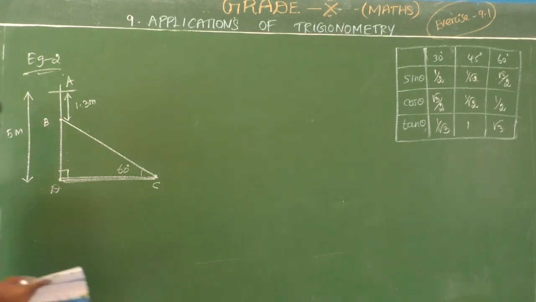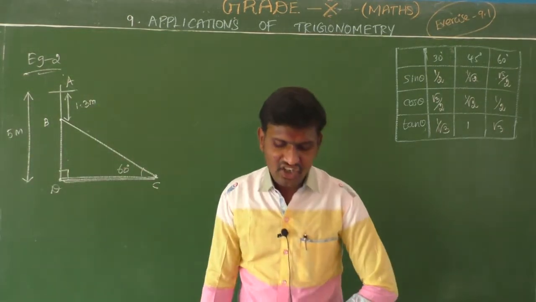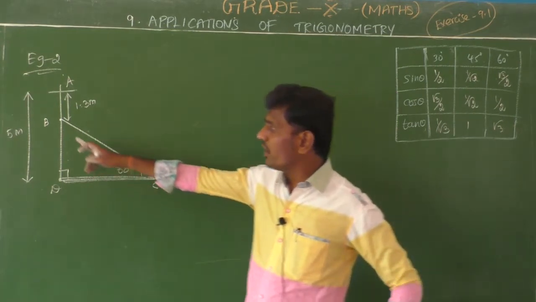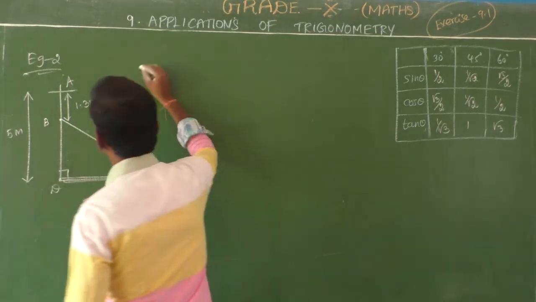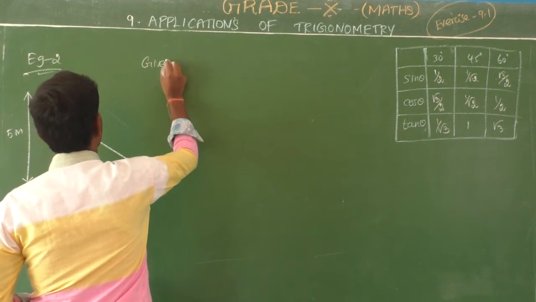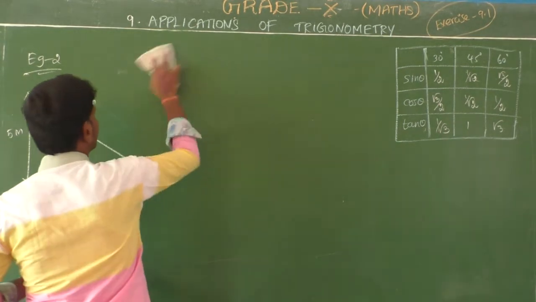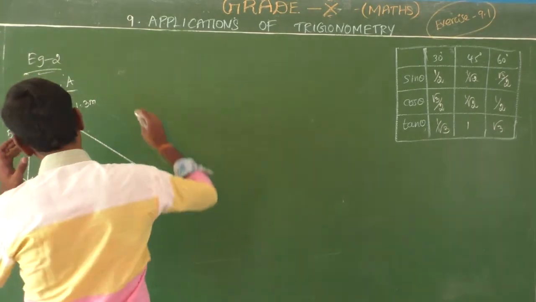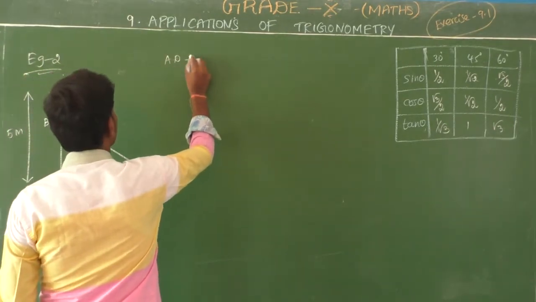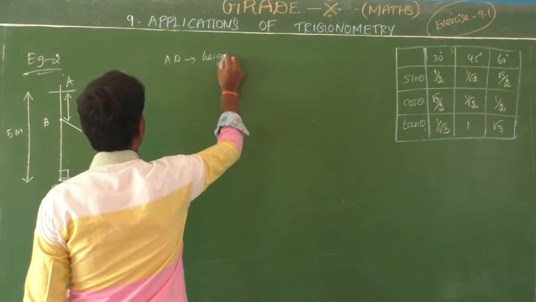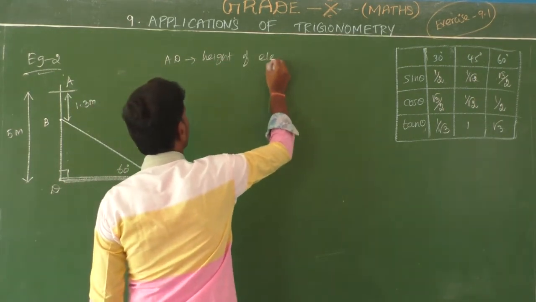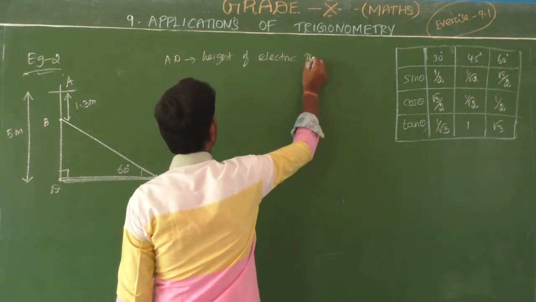Okay, yes. So from the diagram, the electrician is required to reach the point B. So for that, what are they given? And before that, if you need, write the "take". Okay, take means what? So let AD be the height of the electric pole.